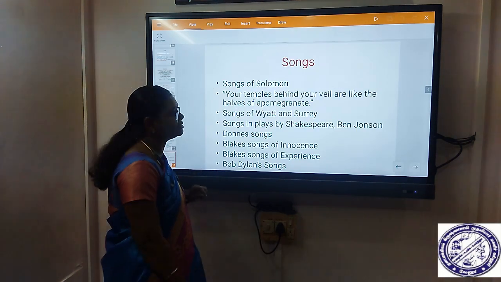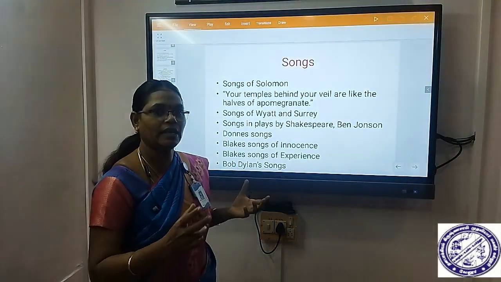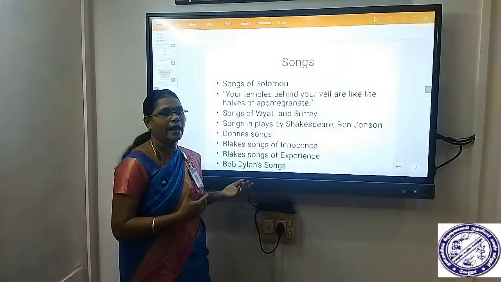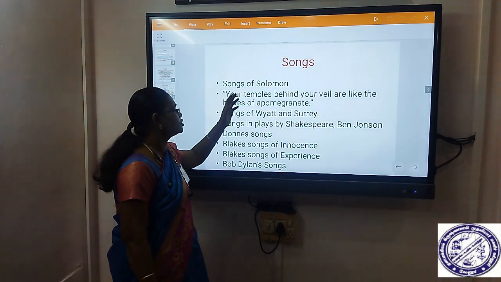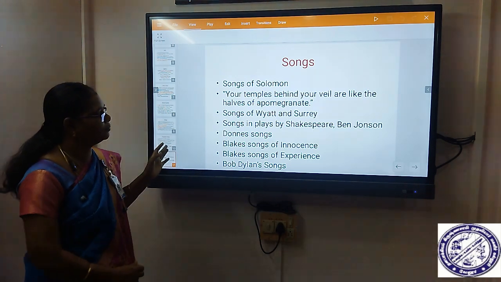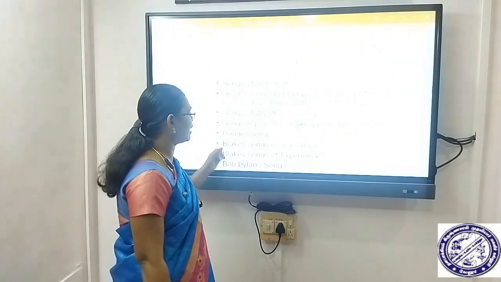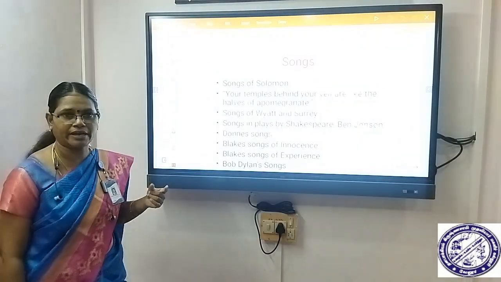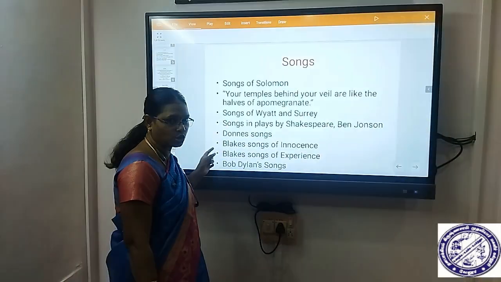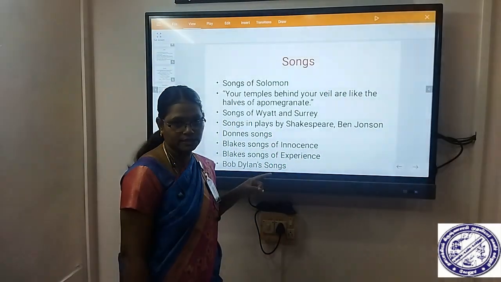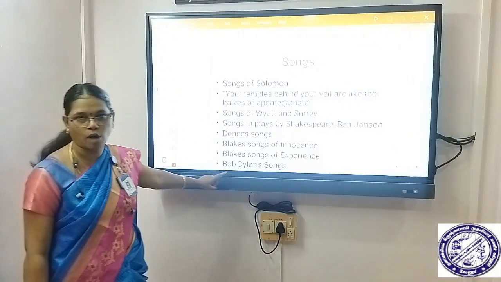The next form is songs. In poetry, there is a form of song also. So many writers use songs in their works, and in drama also we can see some songs. This form was introduced by Wyatt and Surrey, and famous writers like Shakespeare and Ben Jonson used songs in their dramas. Donne also used songs, and Blake's Songs of Innocence and Songs of Experience are very famous. Then at the last we'll see Bob Dylan's songs.